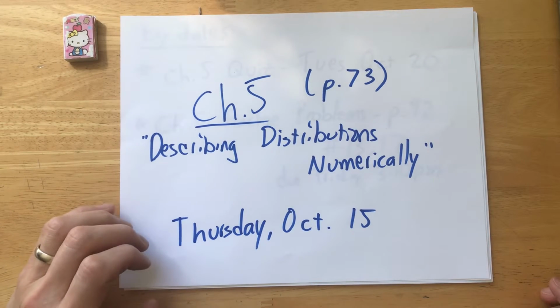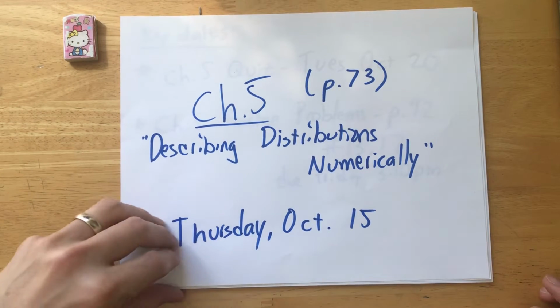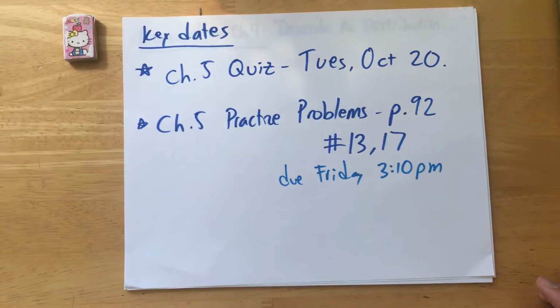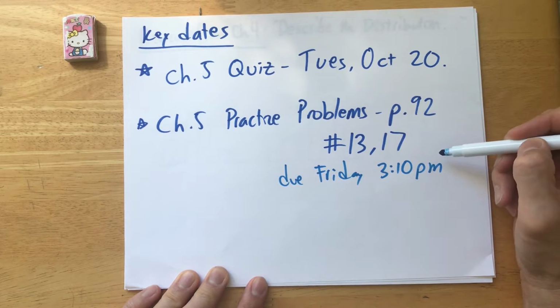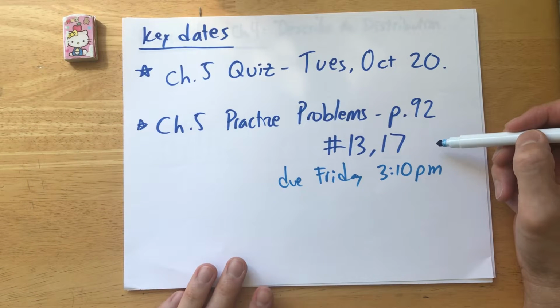Okay, we're going into chapter 5, a new chapter. All right, here we go. So just some key dates I want to go over with you. You do have a practice problem here. Sorry, two practice problems, an assignment that's due.